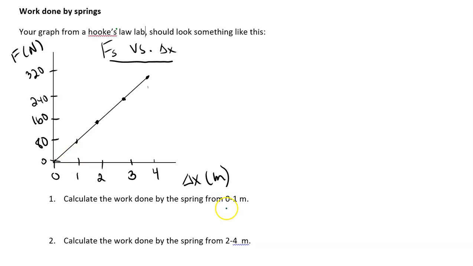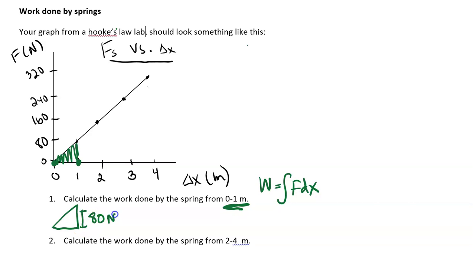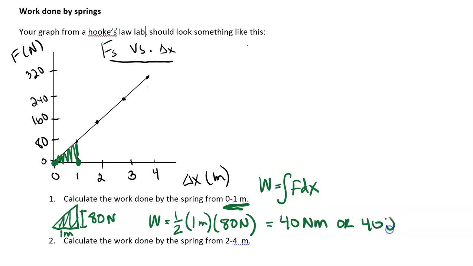So let's look at it. From 0 to 1 meters is going to be from here to here. We just learned that work is going to be the integral of F dx, or the area under a curve of a force versus displacement graph. So that is just going to be this whole area. So we know that the height is going to be 80 newtons, the base is 1 meter, and it's a little triangle, so it's 1/2 times base of 1 meter times 80 newtons. So that is just going to be 40 newton meters, or we could say 40 joules. Awesome.